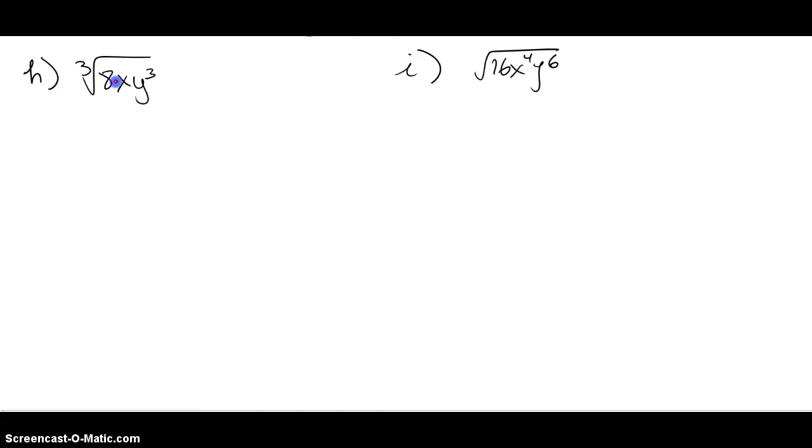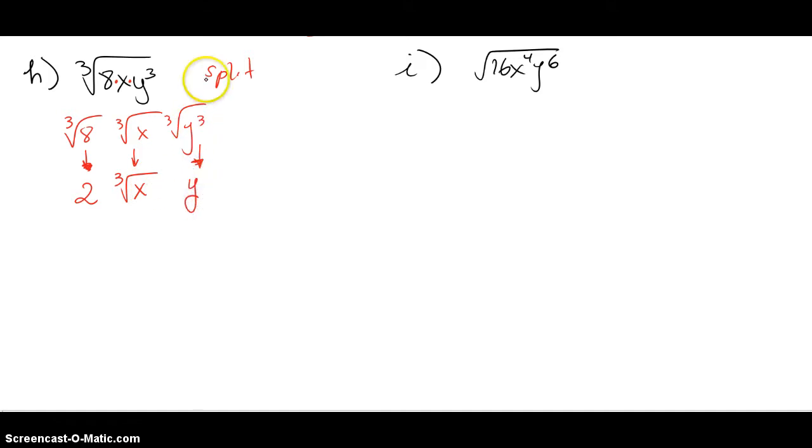Again, I have things multiplied, so I can split them using the property. I have cube root of 8, cube root of x, cube root of y cubed. This one pops out a 2. This one is stuck because I only have one x trapped. And this one again pops out a y because I have the 3 y's that I need.